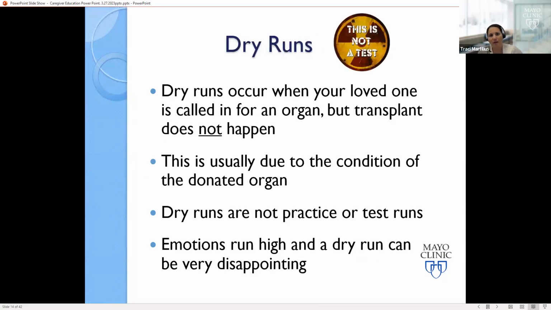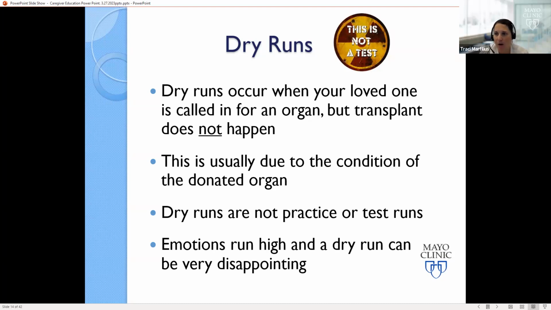Dry runs. So dry runs occur when your loved one is called in for an organ, but transplant does not happen, which is usually due to the condition of the donated organ. So if they will call me and say, hey, Miss Tracy, we have this organ for you. While they bring me in, they are still working that organ up to make sure it is viable. And then they'll come into my hospital room and say, hey, Miss Tracy, we couldn't use the organ, and they send me home. That is called a dry run.